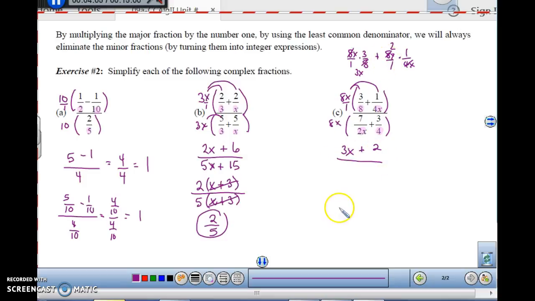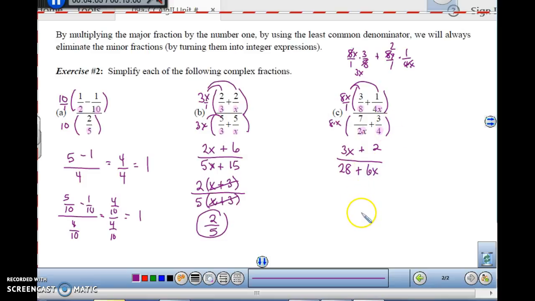Okay, now for the denominator, same idea. 8x times 7 over 2x. The 2x cancels the 8x, leaving a 4. 4 times 7 is 28. And then over here, 8x times 3/4. 4 cancels the 8x, leaving a 2x. 2x times 3 is 6x.